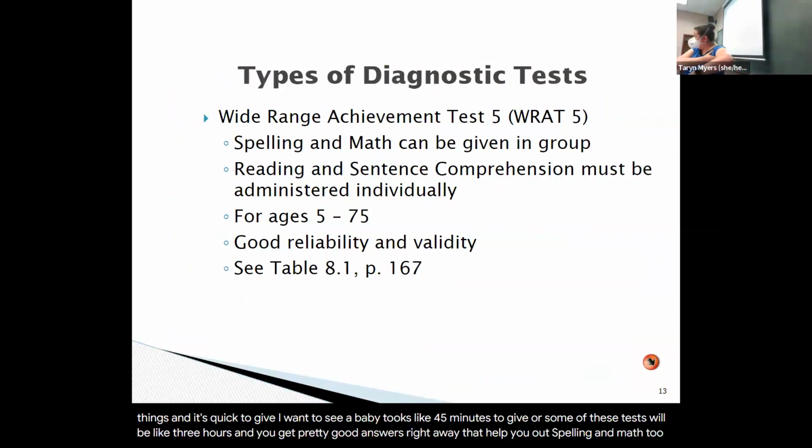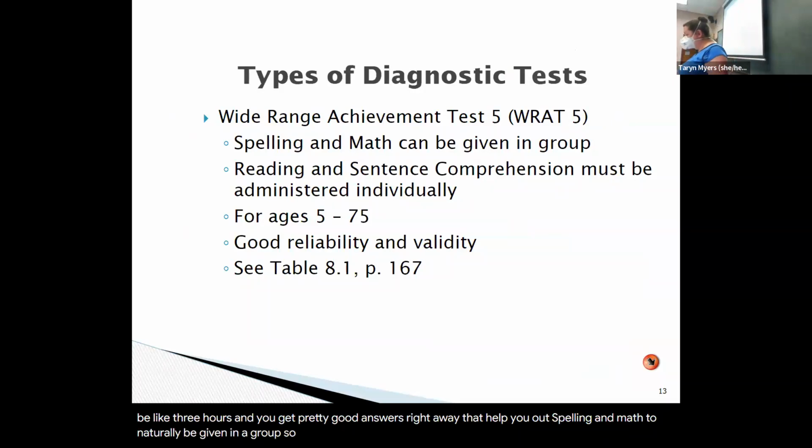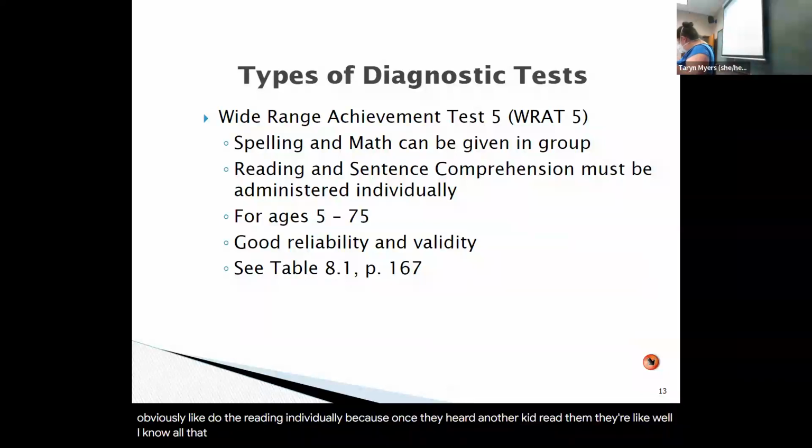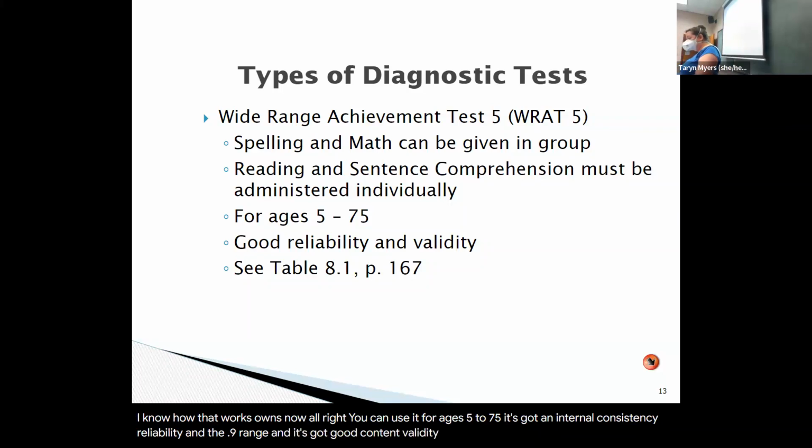Spelling and math can actually be given in a group. So if you wanted to test a bunch of kids at once, you could. But you have to obviously do the reading individually, because once they've heard another kid read them, they're like, well, I know how that word sounds now, right? And you can use it for ages 5 to 75. It's got an internal consistency reliability in the 0.9 range. And it's got good content validity and evidence of construct and criterion related validity.